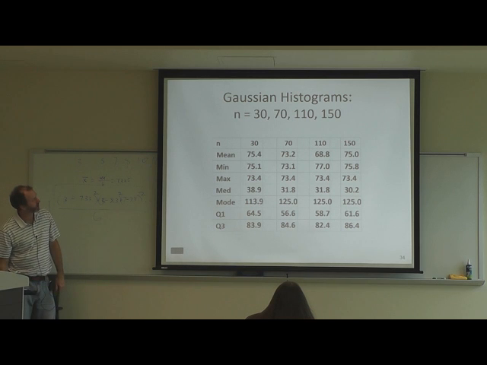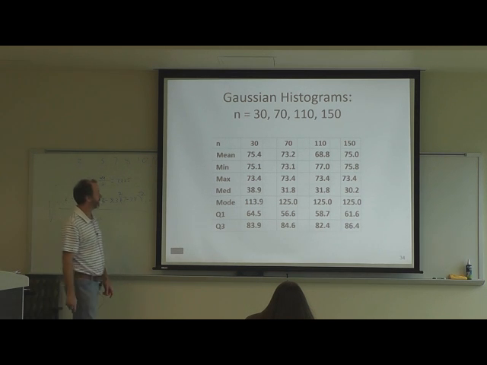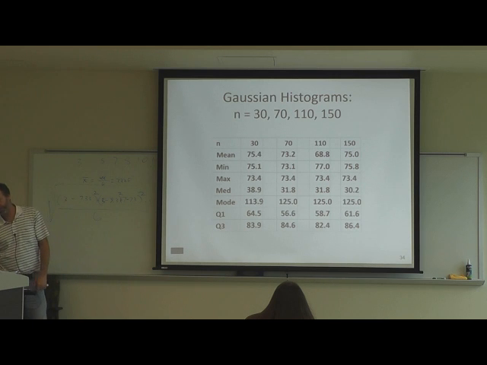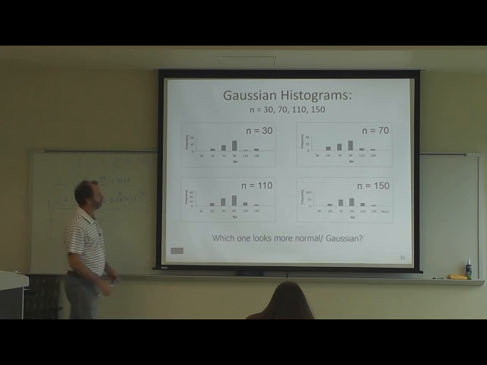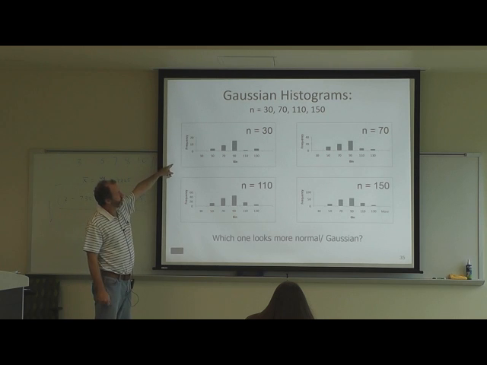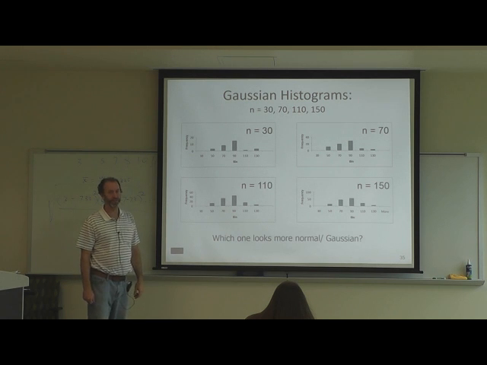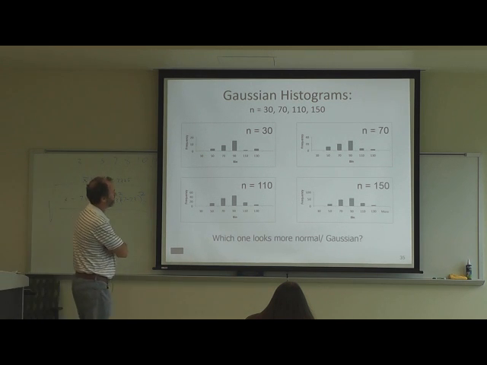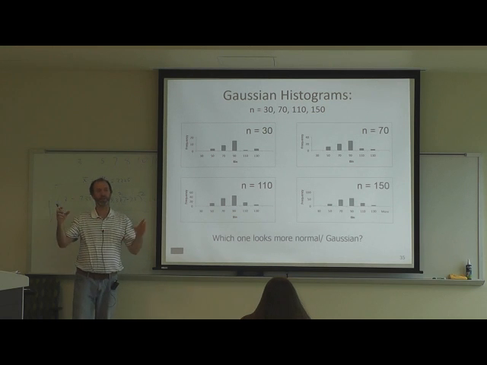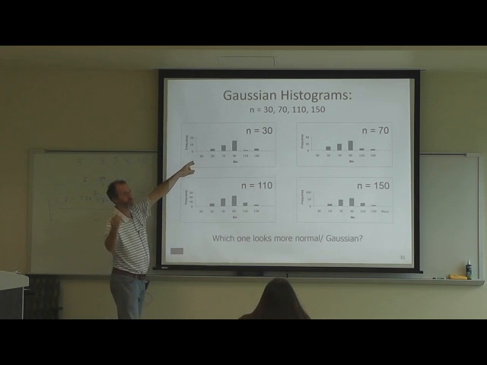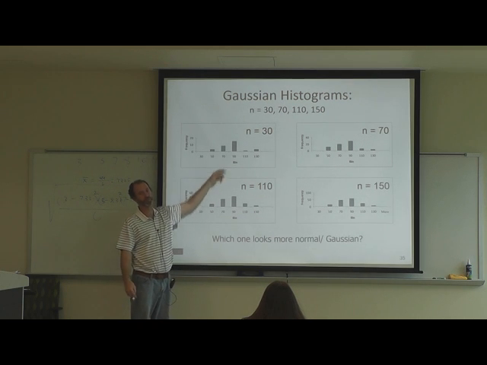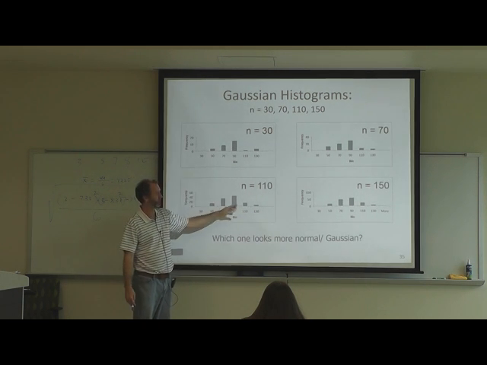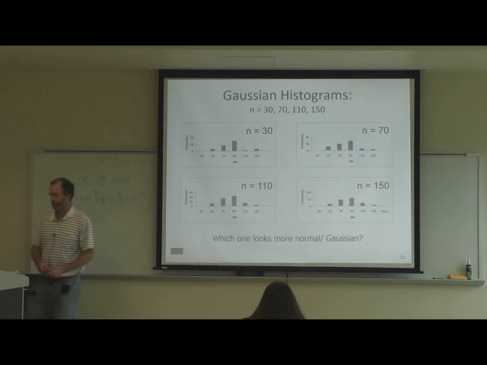So here are Gaussian histograms with n equals 30, 70, 11, and 150. So we'll see what that looks like. Which one do you think looks normal or Gaussian? As you increase the n, it starts to look more and more Gaussian. Does that make sense? A lot of times, like when I'm doing science, you'll have a small sample set from the lab, and it won't look Gaussian, but if you kept increasing the numbers, eventually it might look Gaussian, not always, but for the most part, it probably will.